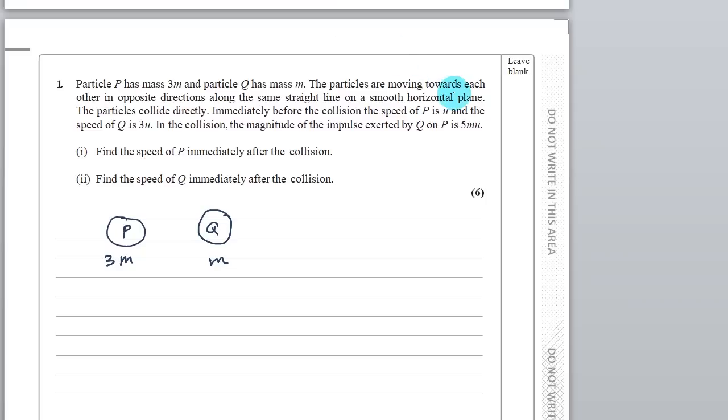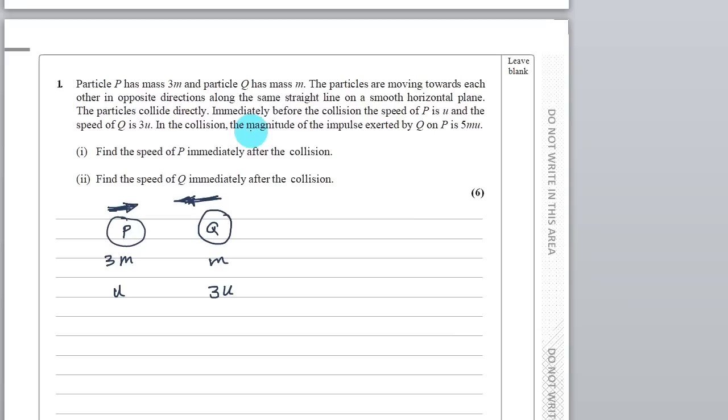The particles are moving toward each other, so this is the direction of motion of B and the direction of motion of Q, in opposite directions along the same straight line on a smooth horizontal plane. The particles collide directly. Immediately before the collision, the speed of B is u, so here the speed is u, and the speed of Q is 3u.